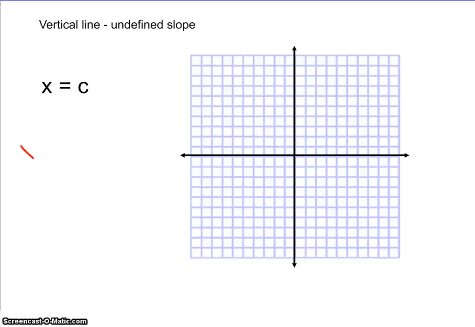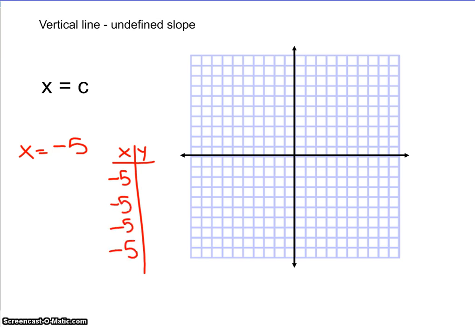So if I have x equals -5, same idea. X has to be negative 5. There's no arguing it. There's no way I can change it. I need some y values, 0 and 1. So negative 5, 0, and negative 5, 1. Connect your points. All right, good luck with that.